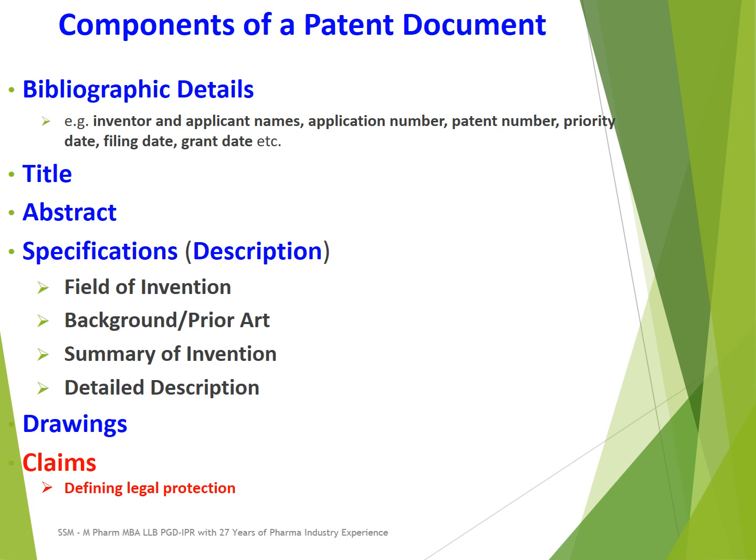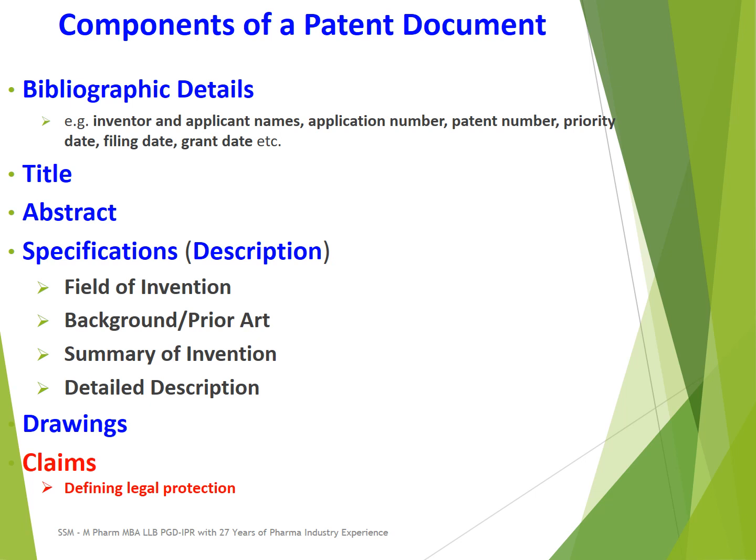The next part of the patent document is the specification or description, in which you will mention the field of your invention, to which field your invention is related. Then you will describe the background art or prior knowledge or prior references related to your invention.